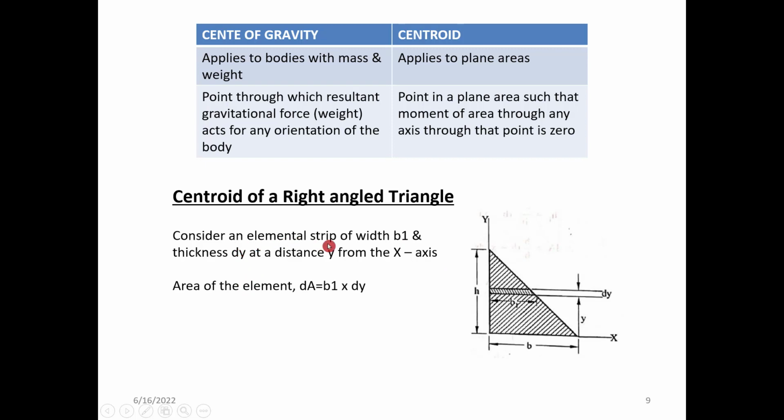Consider an elemental strip of width b1. We have the width b1 here, and the thickness dy at a distance y from the x-axis. So we have x horizontal, y vertical. This is a strip for which we need to find the y bar, and dA is equal to b1. B is the total width. We are assuming that this width is b1, and dy is the depth of the strip. So dA is equal to b1 into dy.